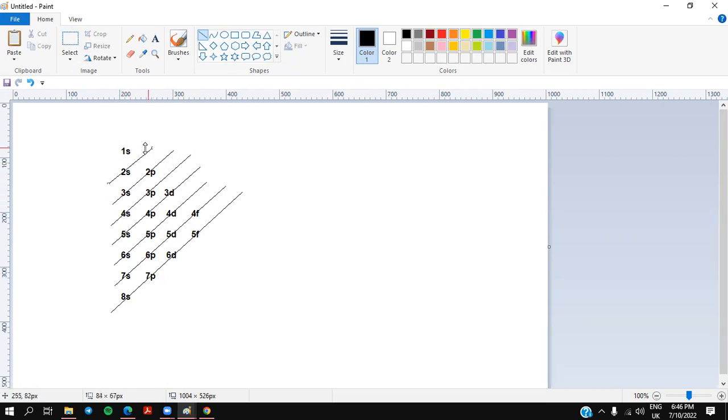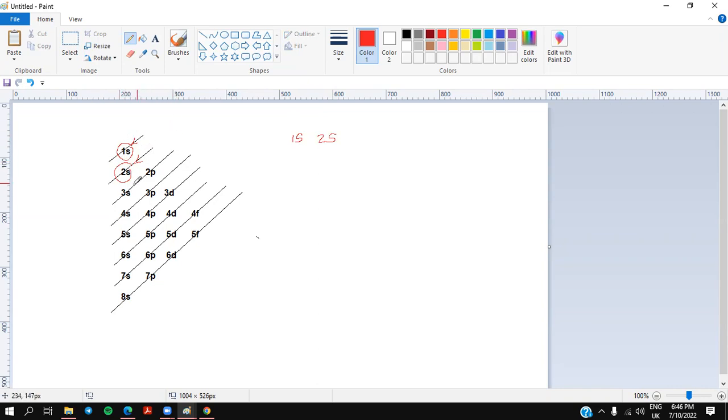And then we are starting with the topmost line. First electron addition occurs in 1s. So when you write electronic configuration, the first line comes to 1s. Now come to the second line. The second line goes through 2s. That means the next electron comes to 2s. So we write 2s after 1s. So this line is over.